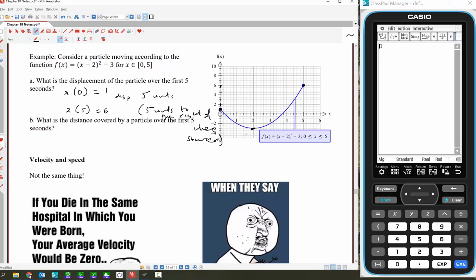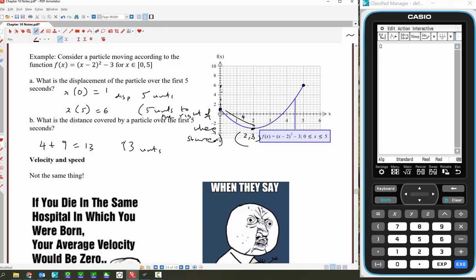Now we know that the turning point is at -3. So it moves from the start, which is at 1, all the way down to -3, which is a distance of 4. Then it goes back and covers this distance here. We're at -3 and we're going to go all the way to 6. That's a total distance of 9, and 4 and 9 is 13. And we just say the distance covered is 13 units.